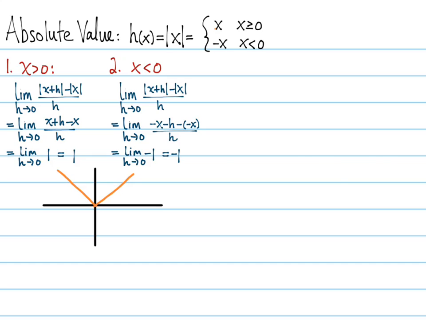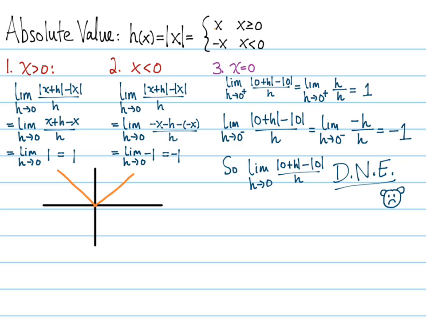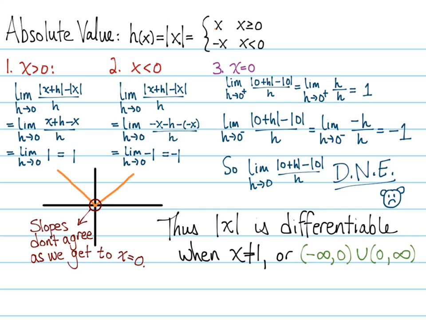When x is positive, the slope is 1, and when x is negative, the slope is negative 1. But what happens at 0? Well, when we try to take the derivative at 0, we try to take the limit as h goes to 0. But let's do 0 plus and 0 minus separately. Well, when you calculate it, the derivative on the right is 1, which makes sense because the slopes on the right are 1. And the derivative on the left is negative 1, because the slopes on the left are negative 1. But since those don't agree, we can't say the derivative exists. And so here's an example of a function which is differentiable everywhere but at a point. There's one point that you just can't take the derivative at.